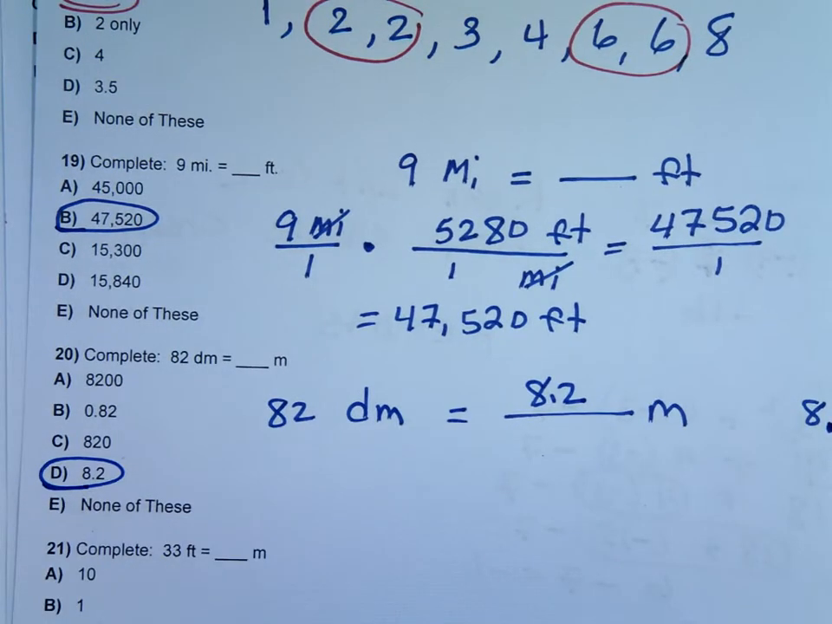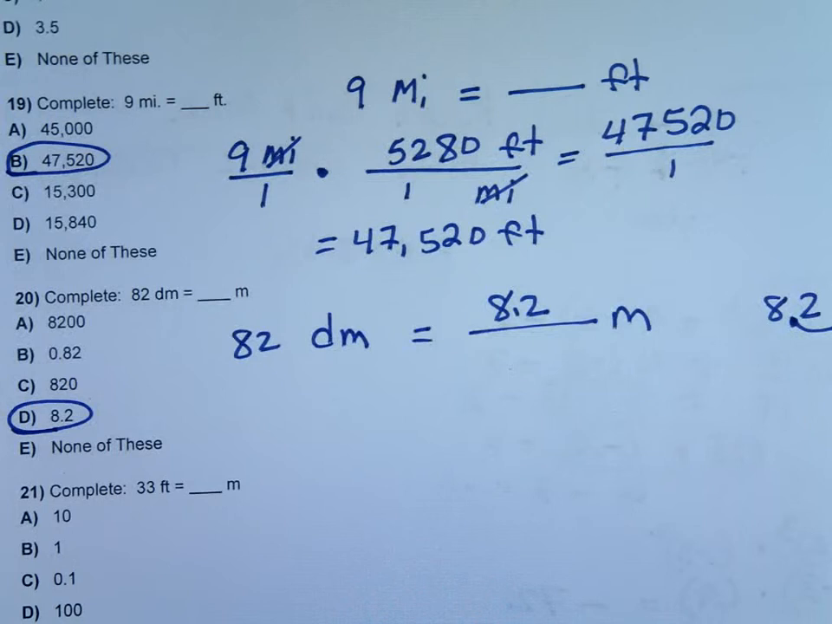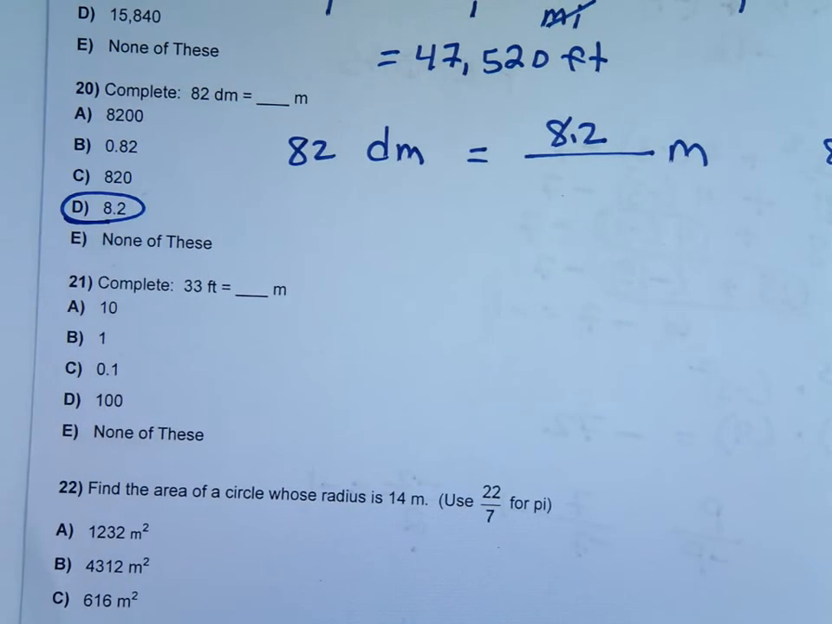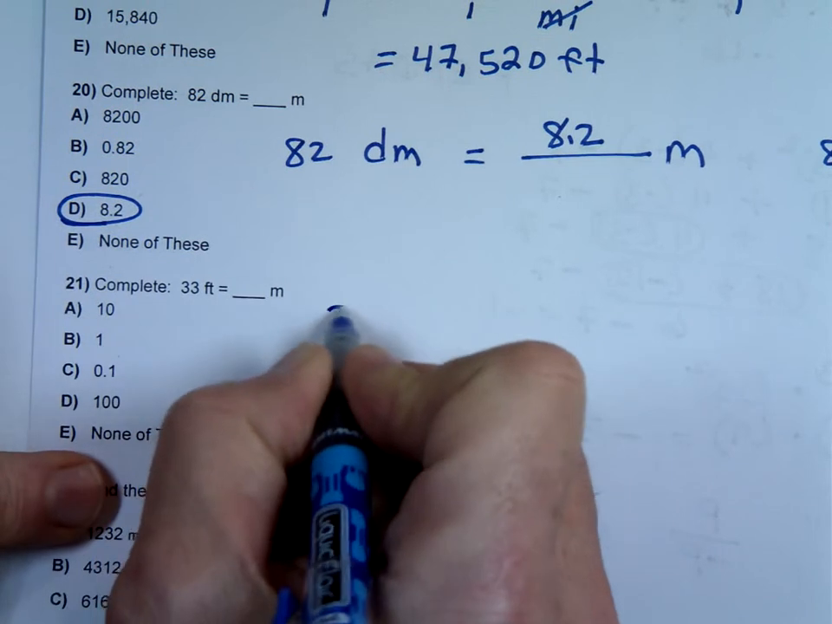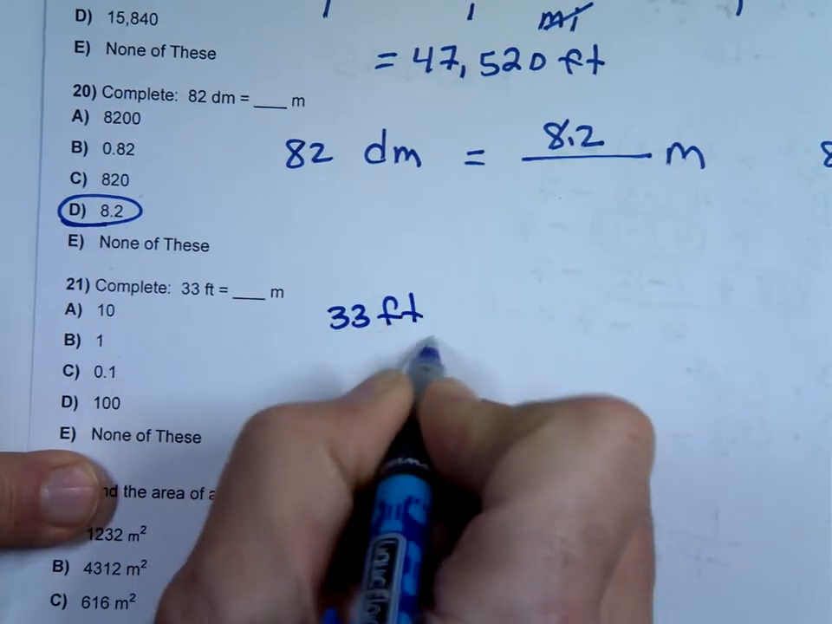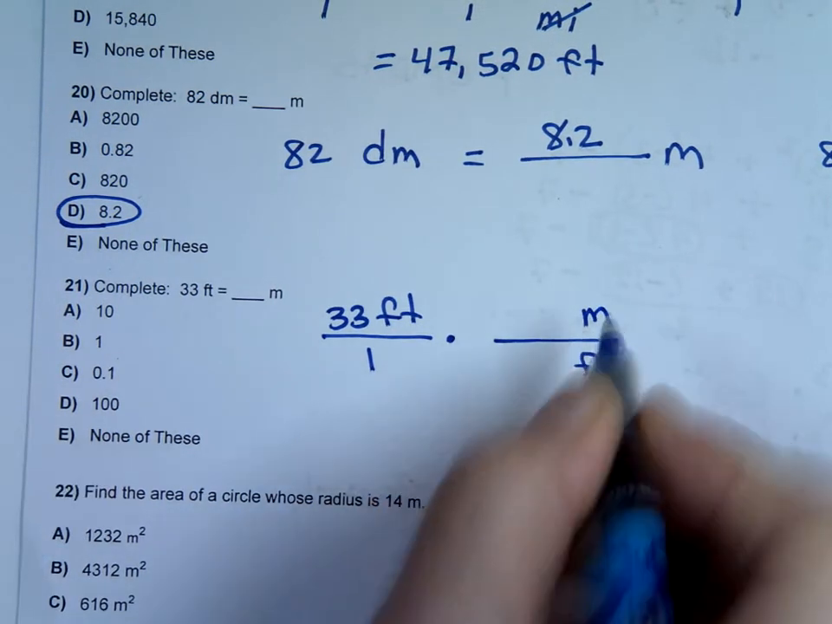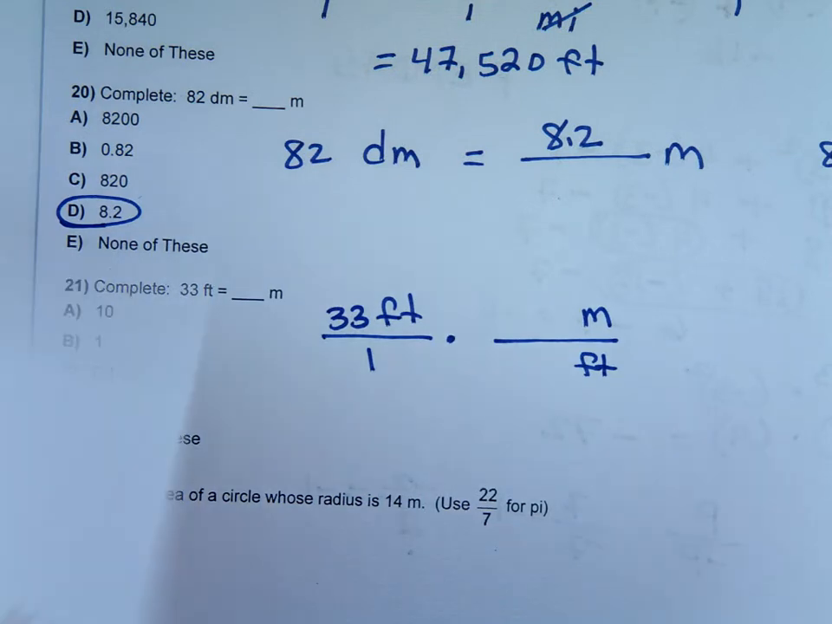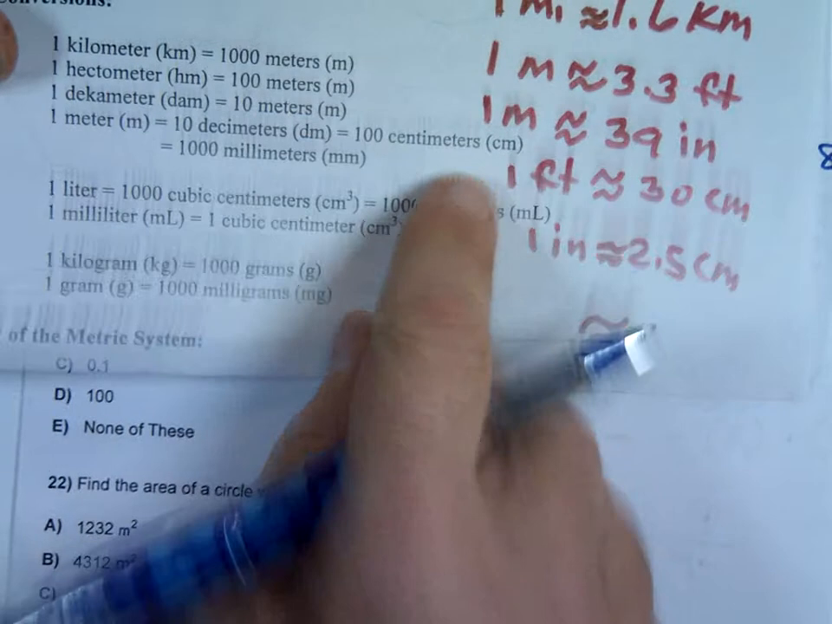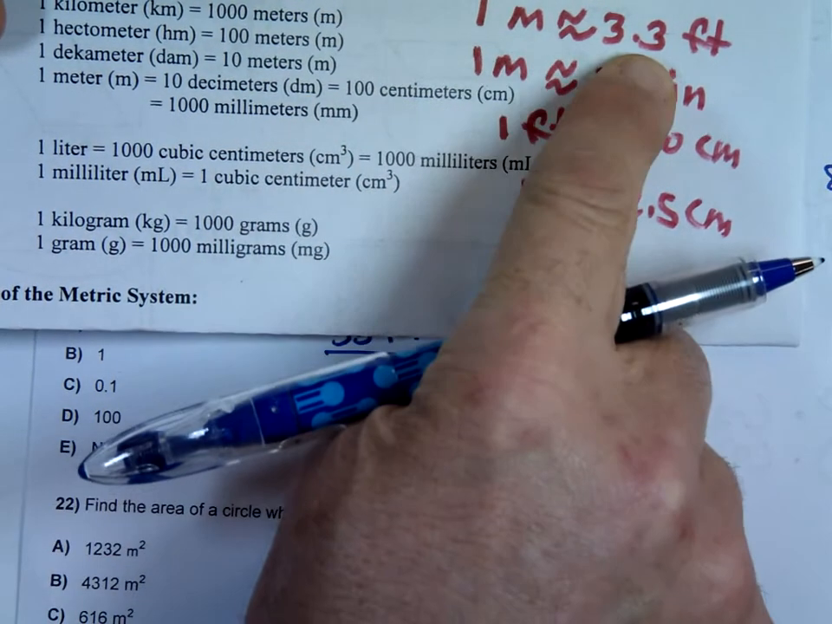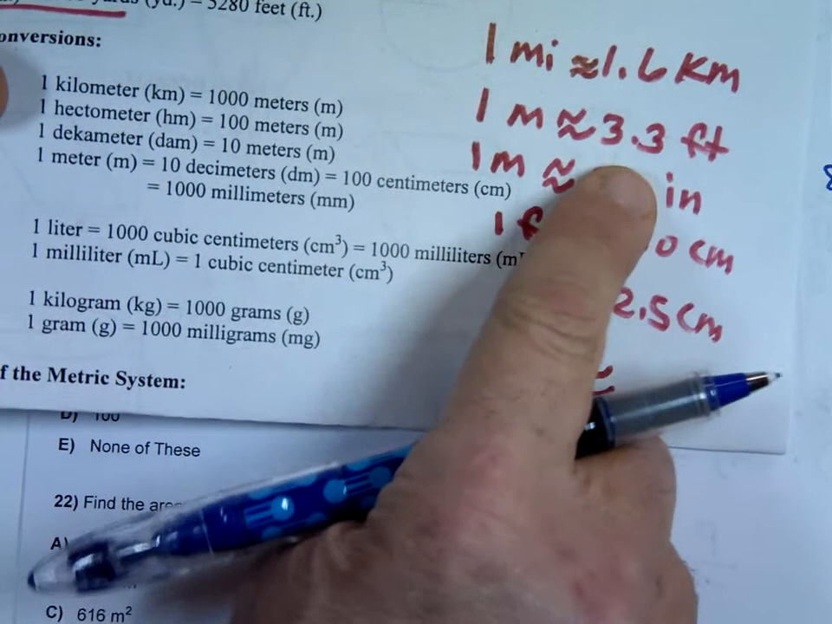D. Next one. 33 feet. That's over 1, and you want to change it to meters. So you want feet on the bottom, meters on the top. Let me find my cheat sheet. 1 meter has how many feet in it? 3.3 feet, roughly. See it? 1 meter, 3.3 feet.